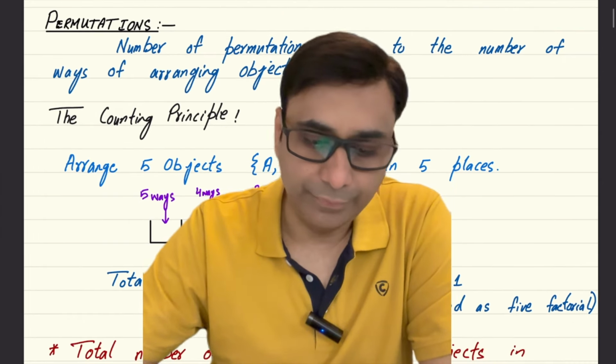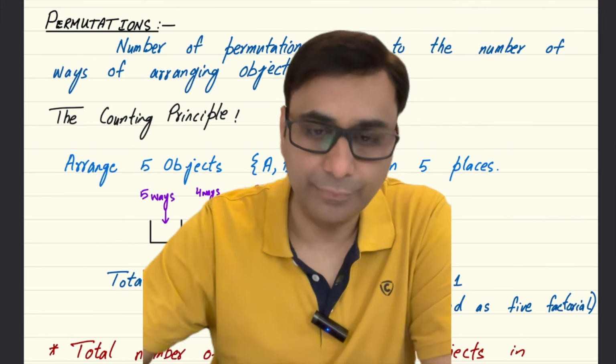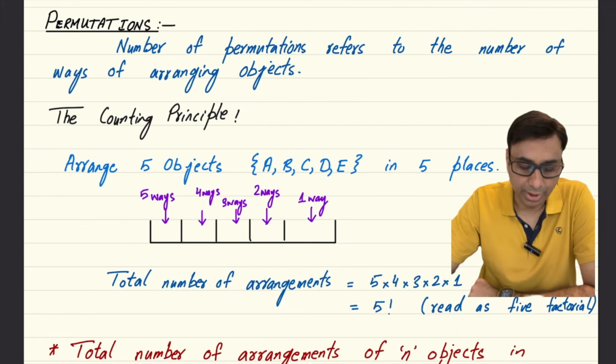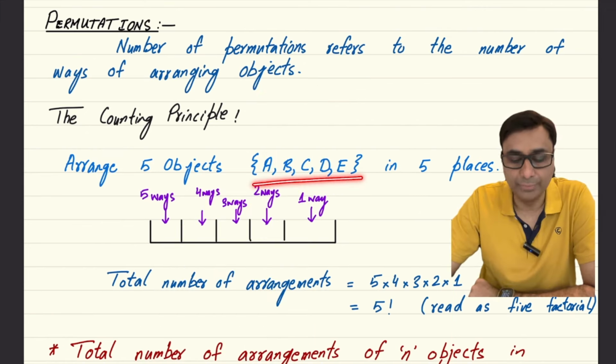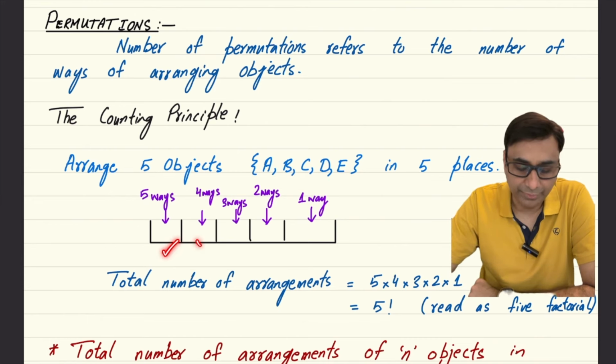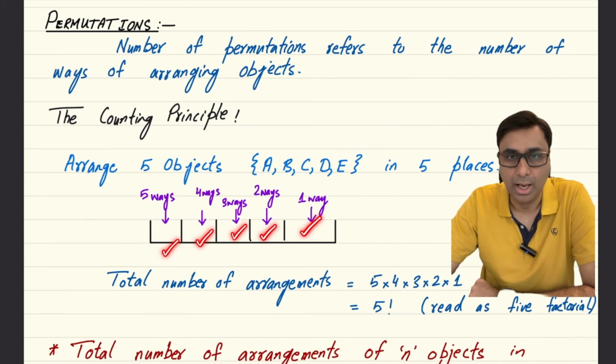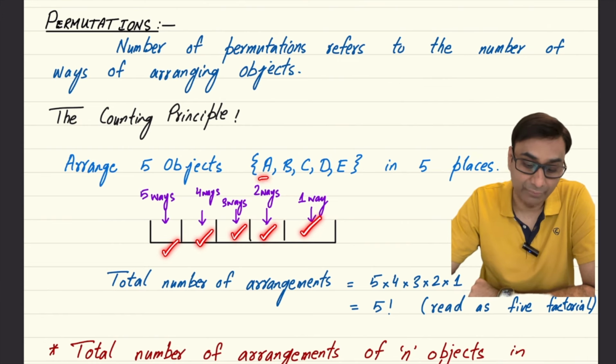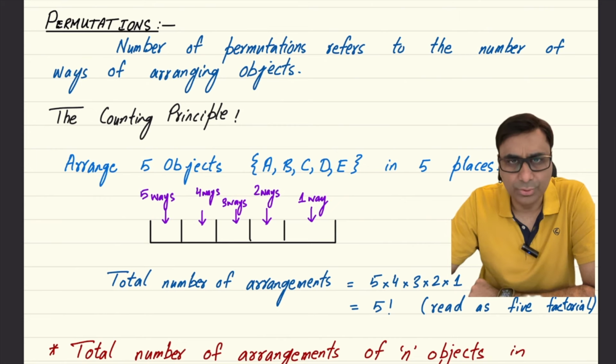So how do we find out the number of ways of arranging objects? Let's say you have 5 alphabets A, B, C, D, and E, and you have 5 different places in which you have to arrange these 5 alphabets. How can you find out the number of ways in which you can arrange these 5 alphabets in these 5 places? So there are 2 ways to look at it.